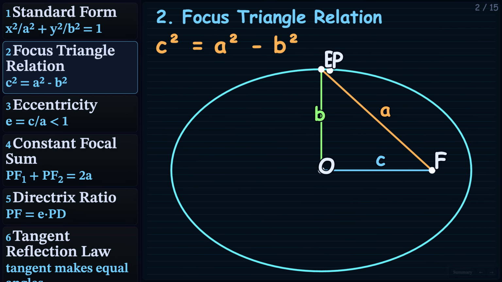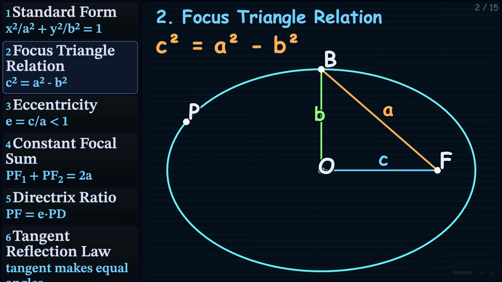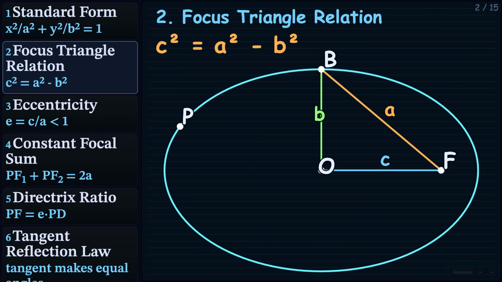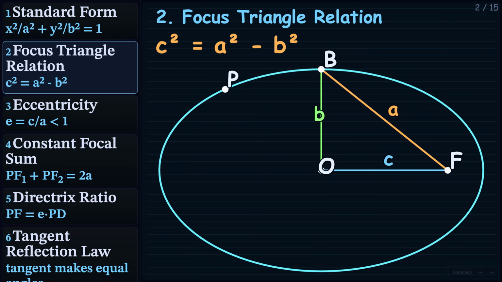Number 2 out of 15. Focus triangle relation. The center, one focus, and one co-vertex make a right triangle, so c squared equals a squared minus b squared. Proof hint. It is just Pythagoras on that built-in ellipse triangle.